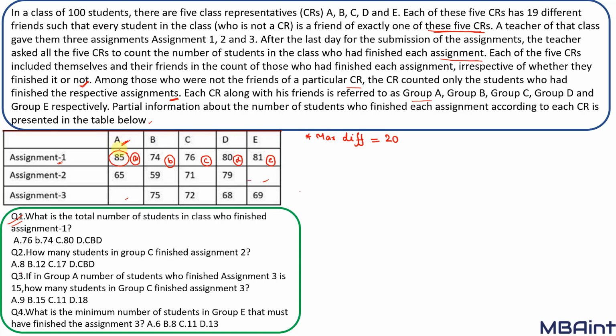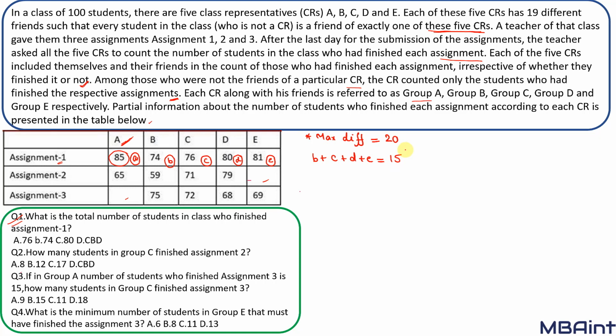Now what does this 85 represent? 85 represents that 100 minus 85, that is 15 students, have not finished the assignment, and this CR of group A will include all the other members of the other groups who have not finished the assignment. So it includes that B plus C plus D plus E equals 100 minus 85, that is 15.